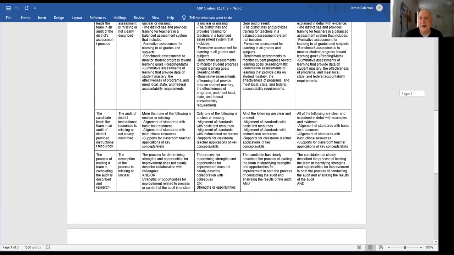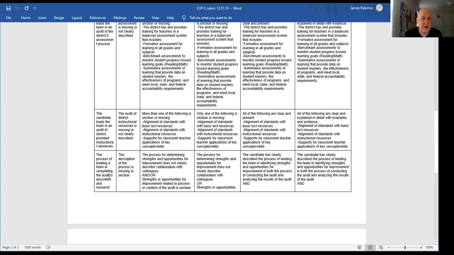Lead the team in an audit of instructional resources. Are there aligned text resources with the standards? Are there instructional resources? Is there training for teachers and support for teachers in the application of these concepts?